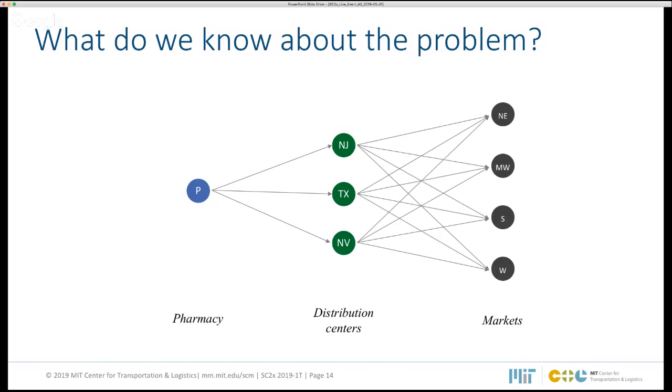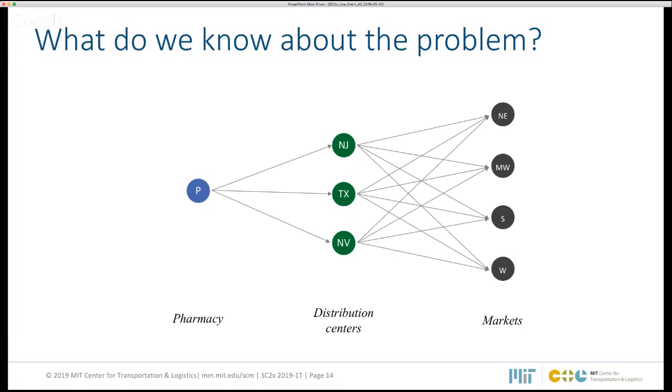So basically, I will try to answer the question: what do we know about this problem? We already know how the goods move from pharmacy to distribution centers and from there to markets. We have only a single pharmacy, which acts as the source. We have distribution centers, which act as transshipment points. And finally, we have 4 markets that act as the customers, so the demand points.